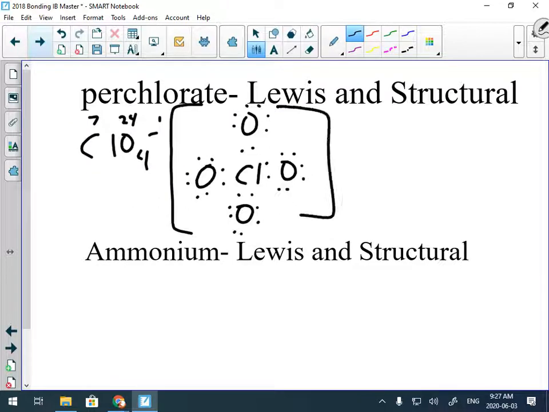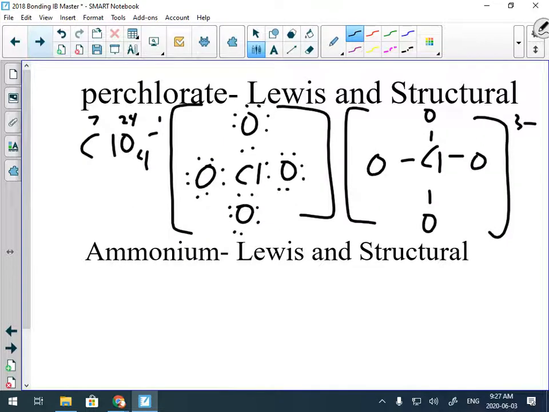So what does the structural diagram for this look like? Well, we only worry about the things that are bonded. That's what the structural diagram looks like. Brilliant. Okay, what about ammonia?